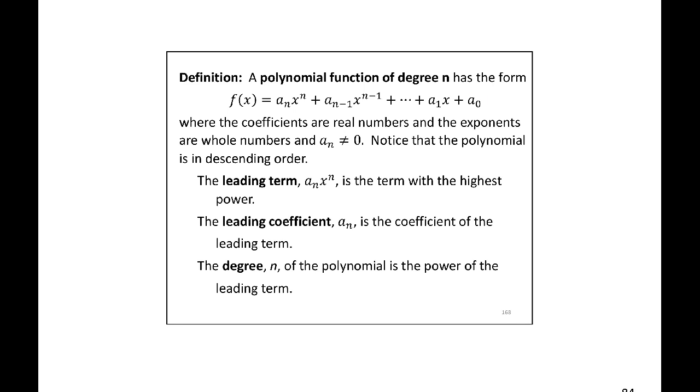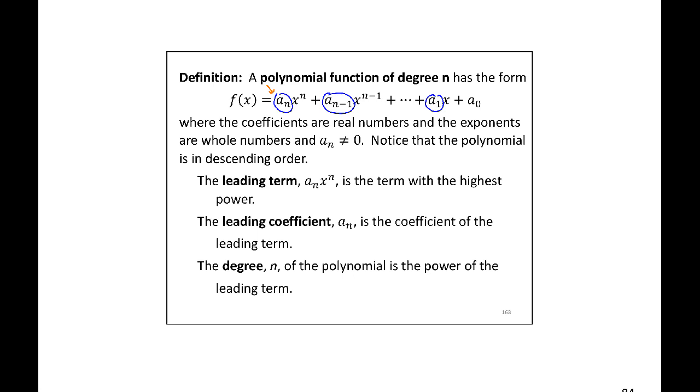These coefficients are the a sub n minus 1, the a sub 1, and just the a sub 0. Those are the coefficients, and those are real numbers, and they have exponents that are whole numbers. And the largest one, a sub n, cannot be 0. Notice that it's in descending order. However, they do not always appear in descending order, so be aware, because that will change some of the terms that we use and our answers.